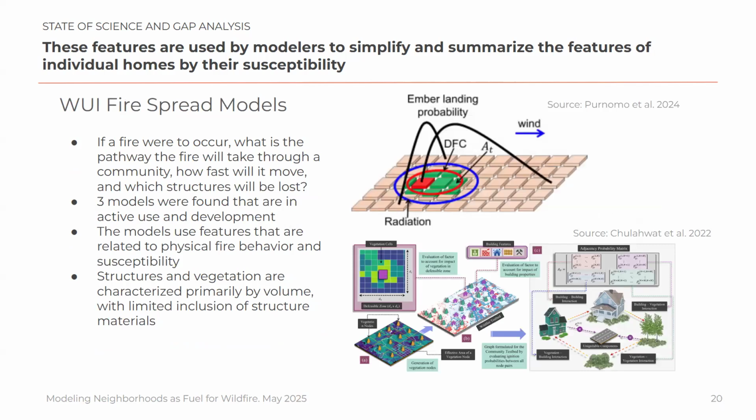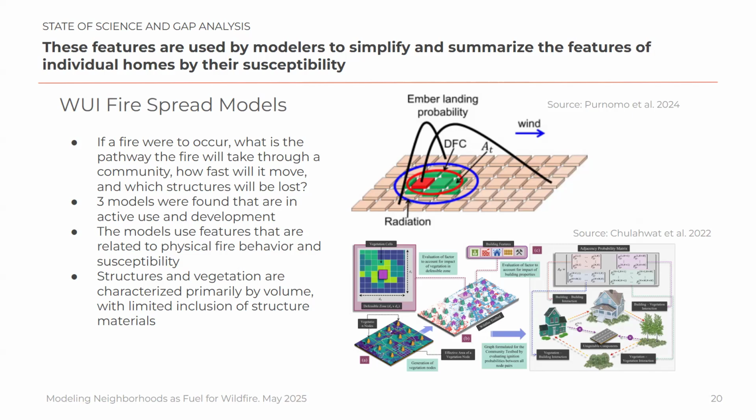The second way of predicting structure susceptibility is through these emerging WUI fire spread models. WUI stands for Wildland Urban Interface, and it's where the built environment either is adjacent to or intermingles with wildland vegetation. And these WUI fire spread models take the susceptibility of the home. So in this upper image here, the red square is the target structure. And so they determine how likely it is, given a certain exposure to wildfire, that this structure will ignite.